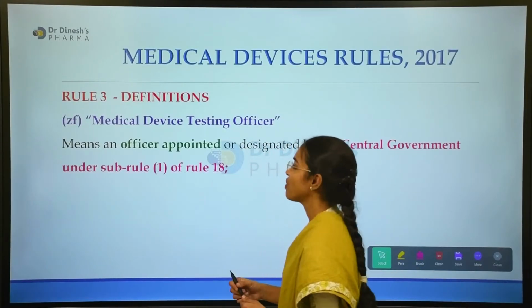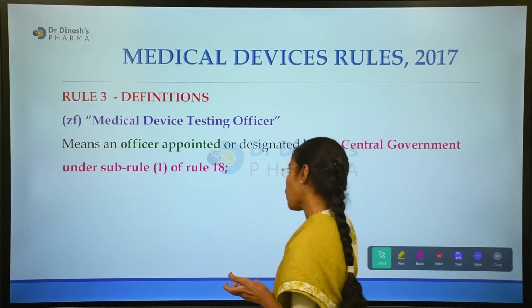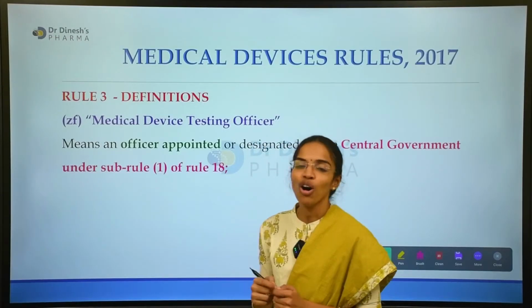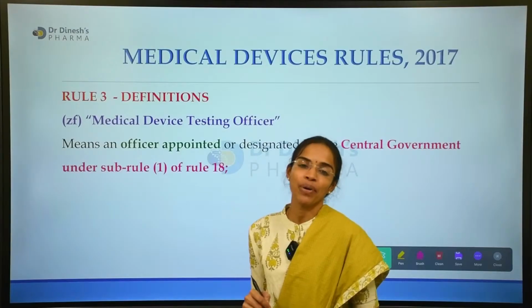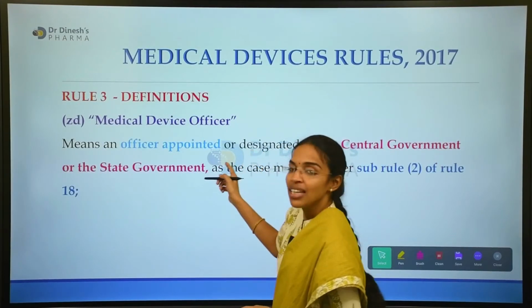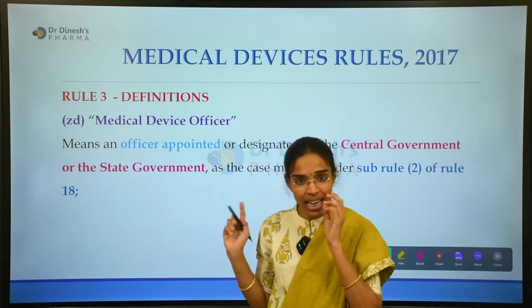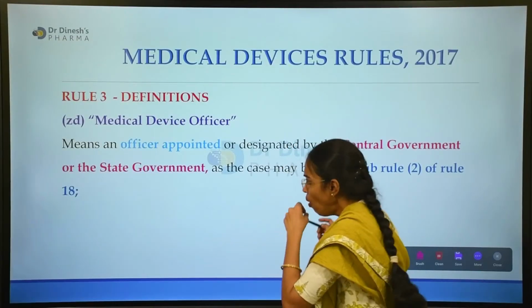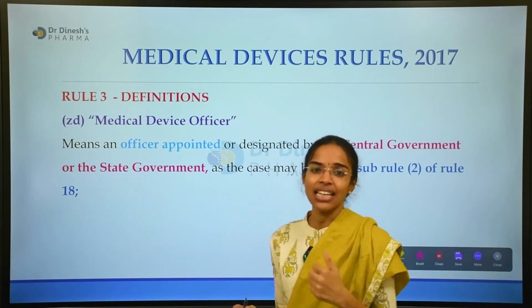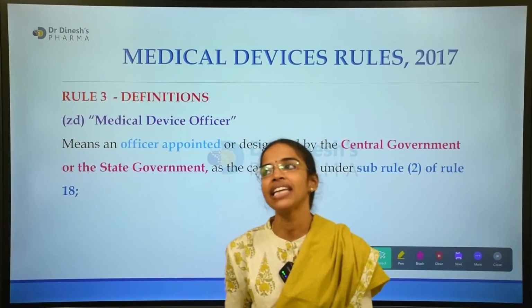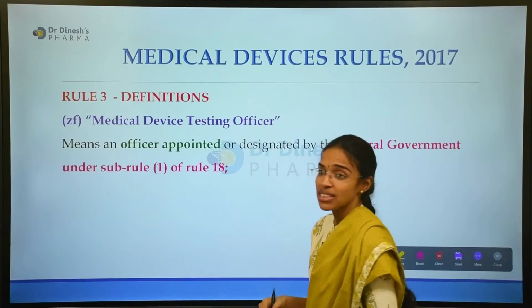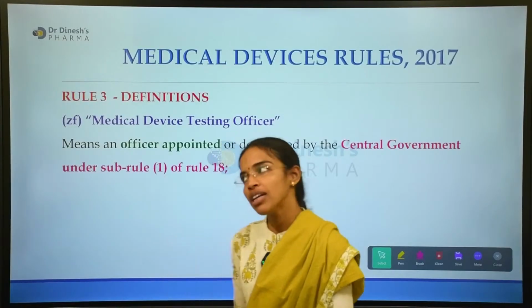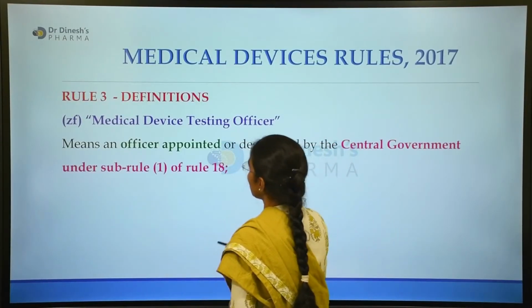So, medical device testing officer. Who is the medical device testing officer? Any officer appointed or designated by the central government under sub-rule 1 of Rule 18. Please remember, a medical device officer can be appointed by the central government or state government, as designated under sub-rule 2 of Rule 18. But a medical device testing officer has to be appointed only by the central government.